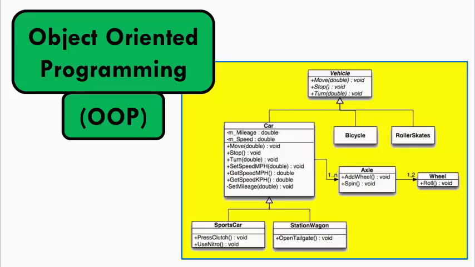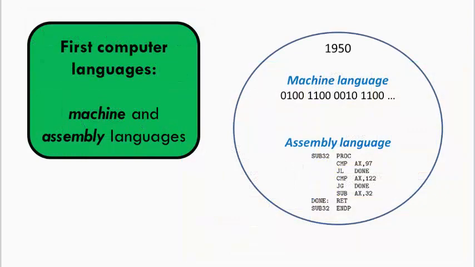Python is what is called an object-oriented programming language. In this video, I will give a simple introduction to what object-oriented programming is by presenting a short history of the development of programming languages. This history won't be 100% accurate, but it is in the right spirit.